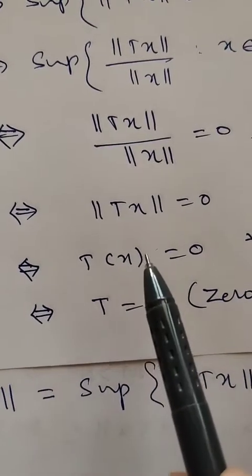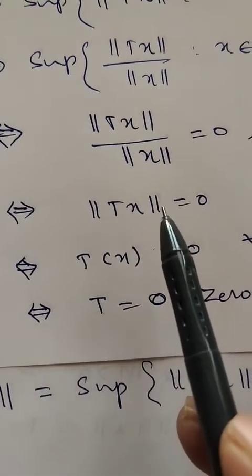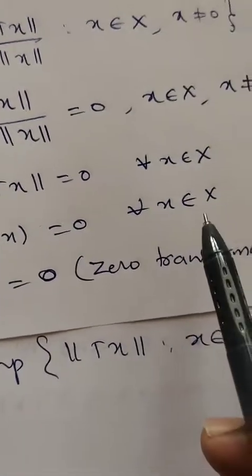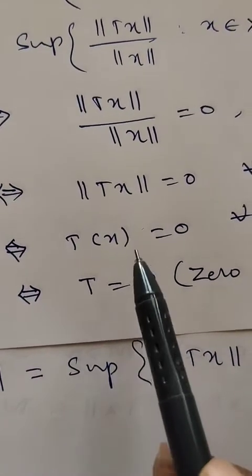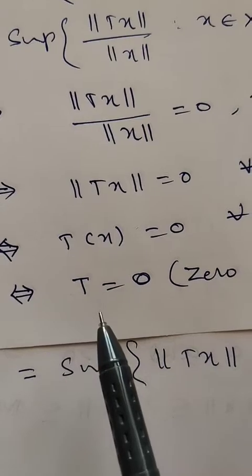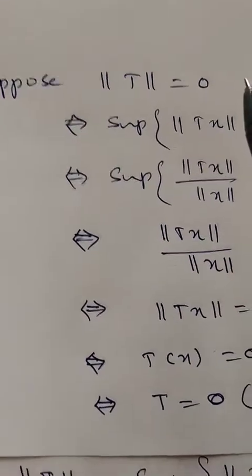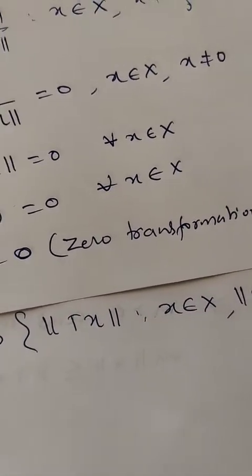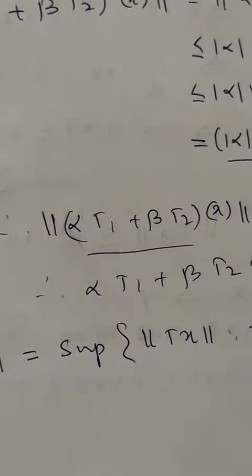So norm of T of x is 0 means, by the definition of a norm, T of x itself is 0 for every x belonging to X. Therefore T of x is 0 means T carries every element to 0, that is nothing but the zero transformation. So we have assumed that norm of T is 0 and we have shown that T is equal to 0. Okay. So the second condition we have proved. Let's pick up the third one.